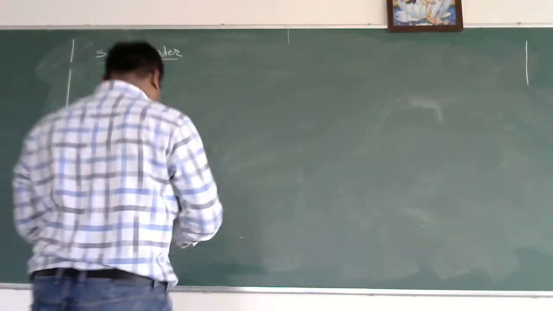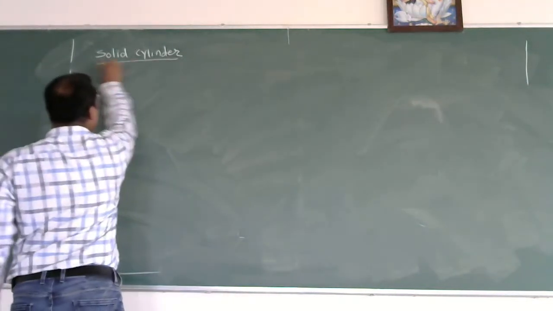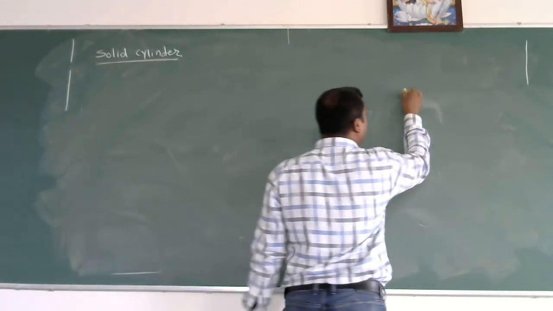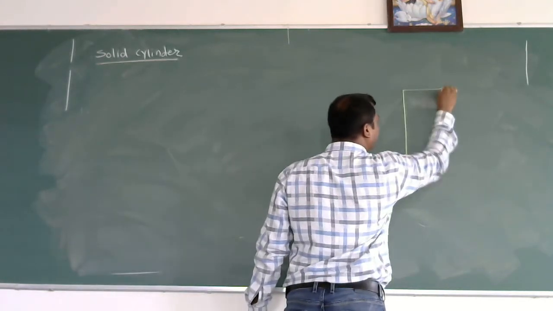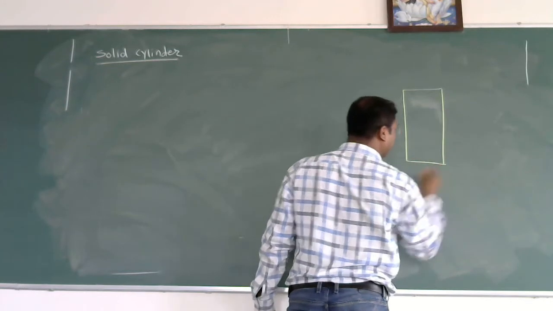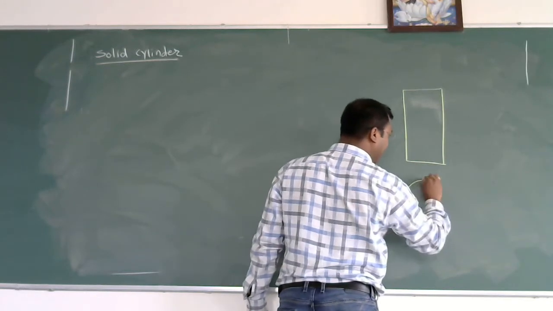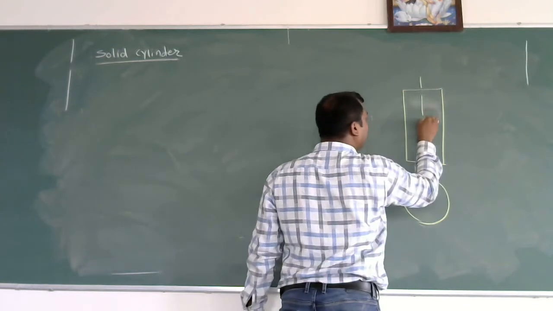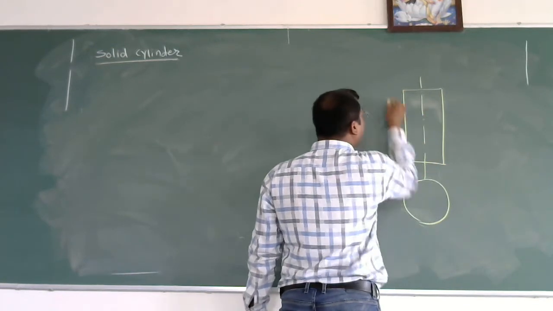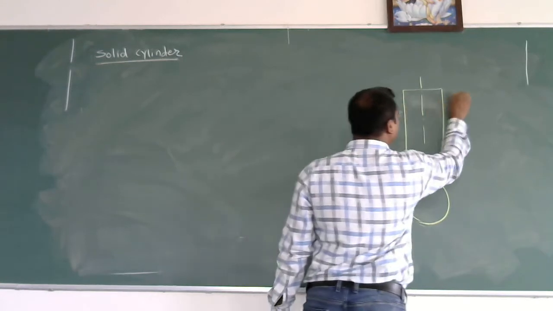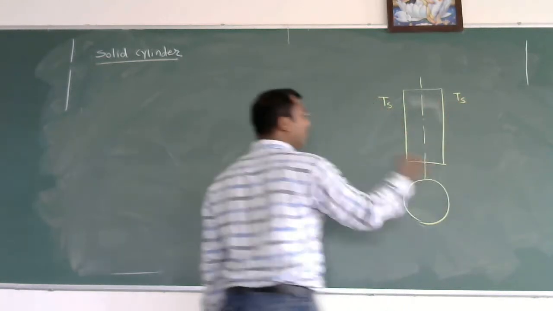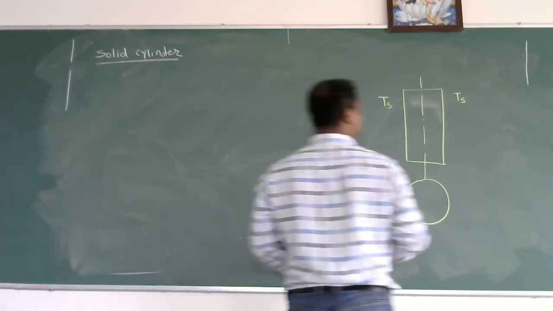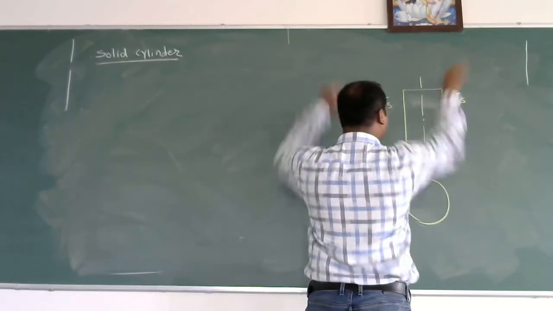Let us see the internal heat generation in the solid cylinder. As the solid cylinder is symmetric, I can draw the symmetric temperature distribution. Like if this is the solid cylinder, I will consider surface temperatures Ts. On both sides, the surface temperatures are the same because this is a symmetric geometry and this is the solid cylinder.